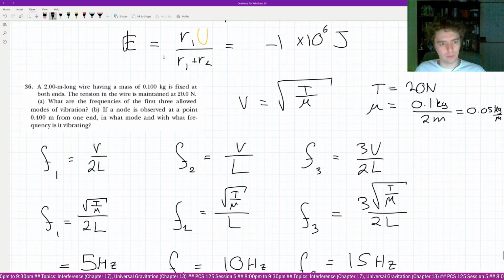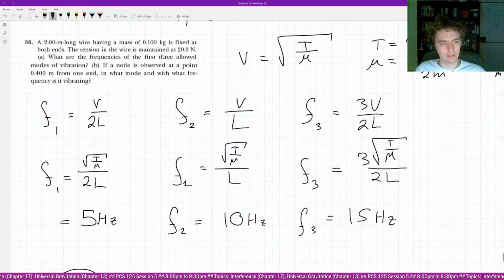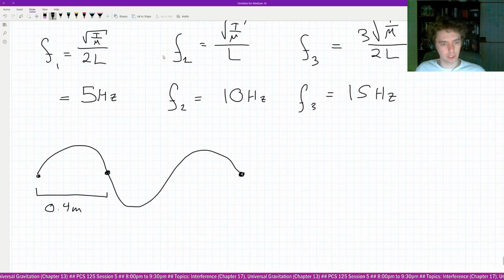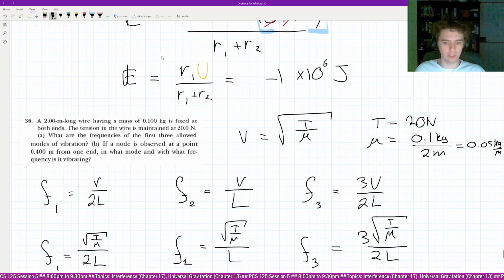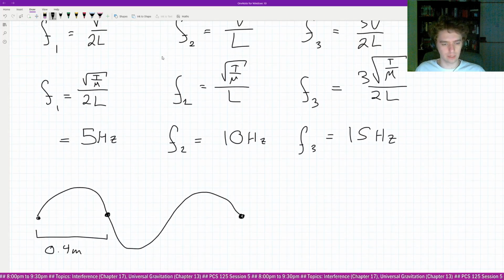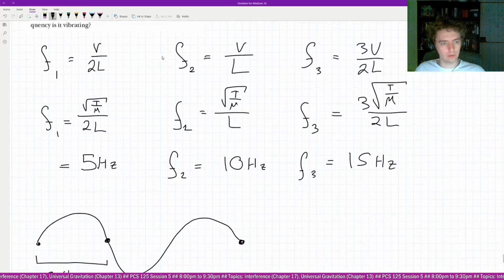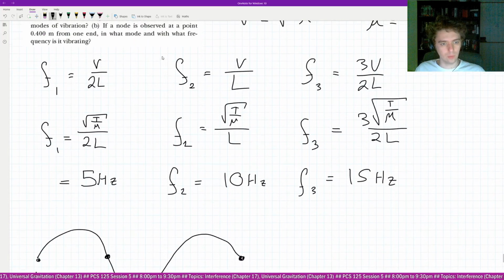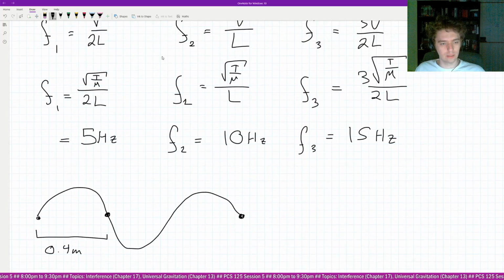Essentially, what it's saying is that this distance here is 0.4 meters, right? Because there's a node. The next node is 0.4 meters in. Well, it doesn't say the next node, but it says just a node. But since we're only in the first, second, or third harmonic, it's just the next node. So, in what mode and with what frequency is it vibrating? Well, this is going to be half a wavelength, right? This is half a wavelength. So I want to know for which mode is 0.4 meters half a wavelength, or is 0.8 meters one full wavelength, right?